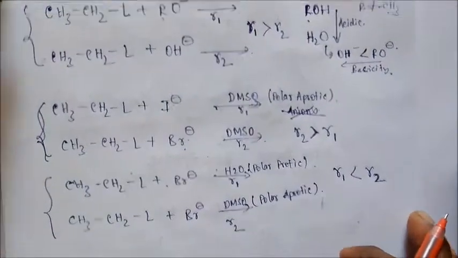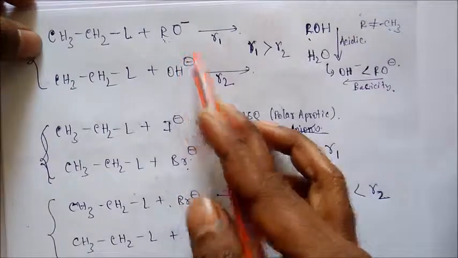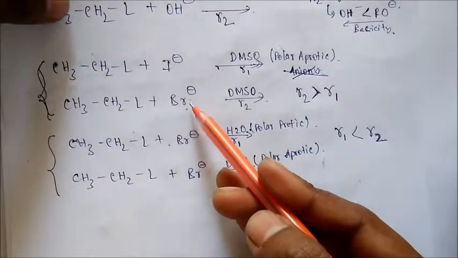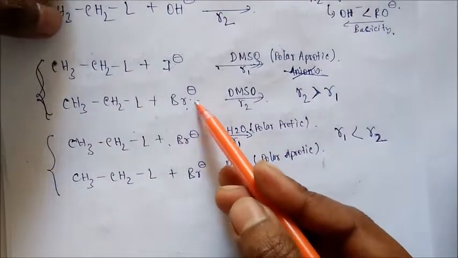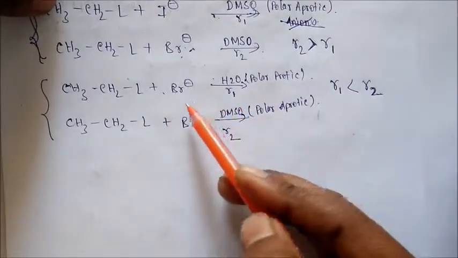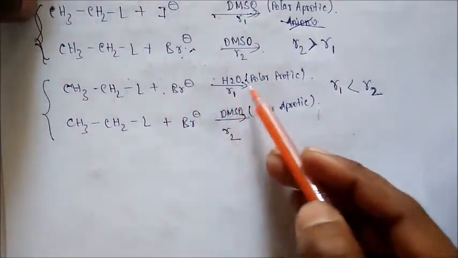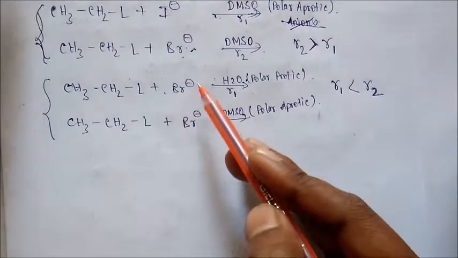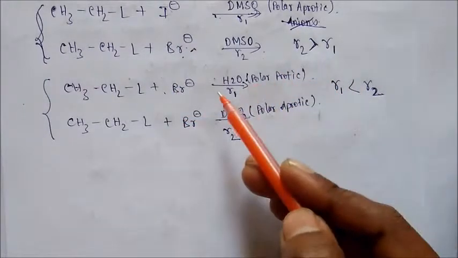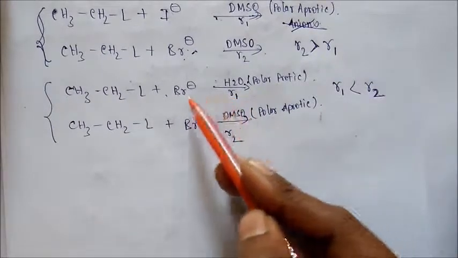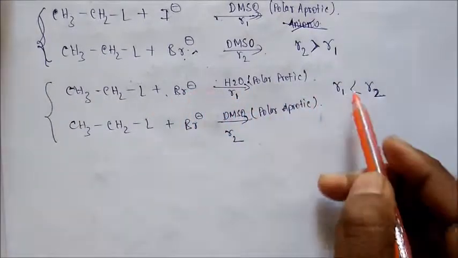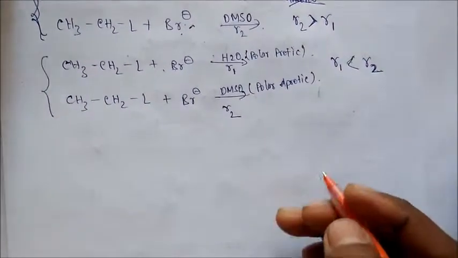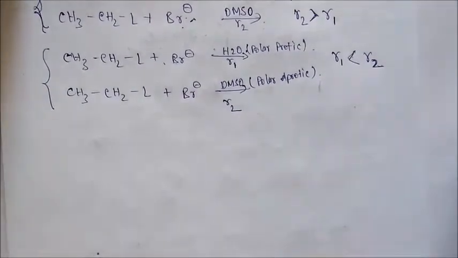So in these three, we can see that here we are deciding with respect to basicity, here also basicity, and we are deciding the basicity with charge density. And here we are looking at the effectiveness, the mobility. Polar protic would have the lesser mobility because it will solvate the Br minus, increasing the size of Br minus, resulting in reduced effectiveness of Br minus in the first case. So R1 will be lesser than R2. So this is the end of this SN2. Thanks. Thank you to all.